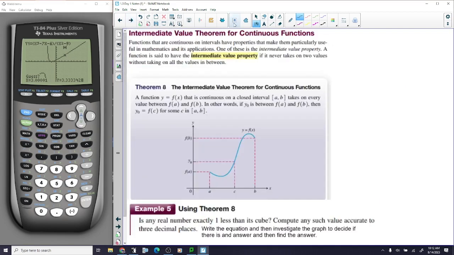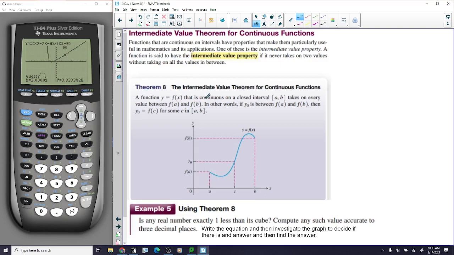The intermediate value theorem for continuous functions. Functions that are continuous on intervals have properties that make them particularly useful in mathematics and its applications. One of these is the intermediate value theorem. A function is said to have an intermediate value property if it never takes on two values without taking on all values in between.